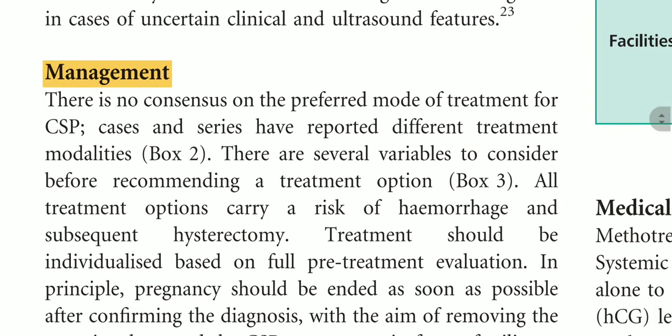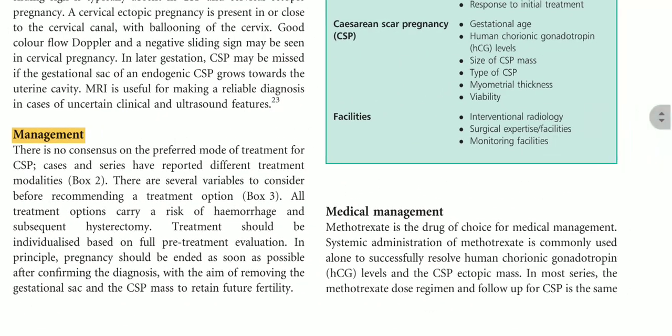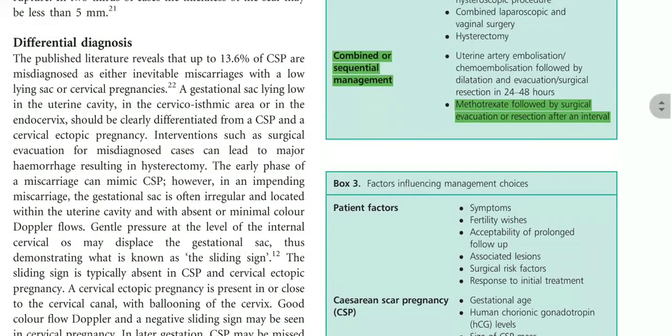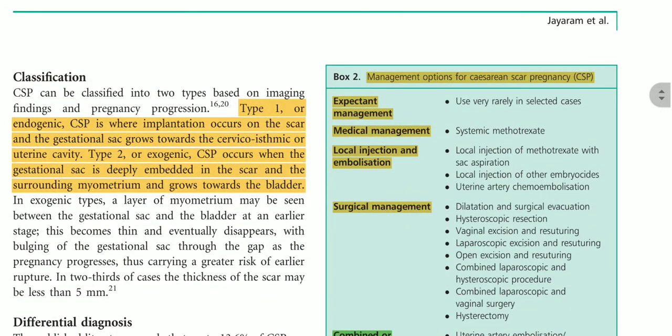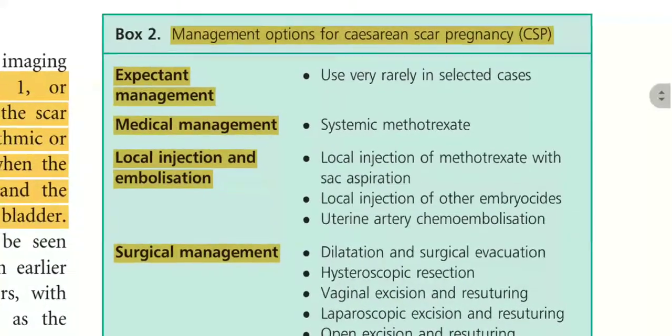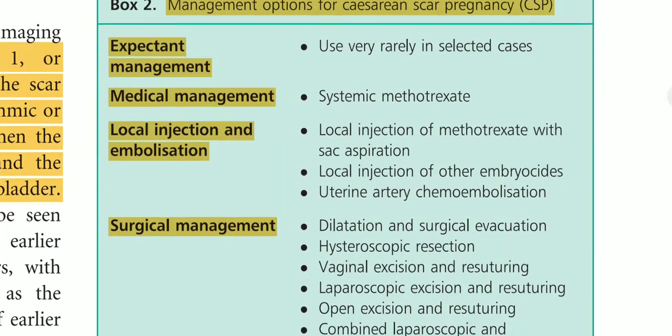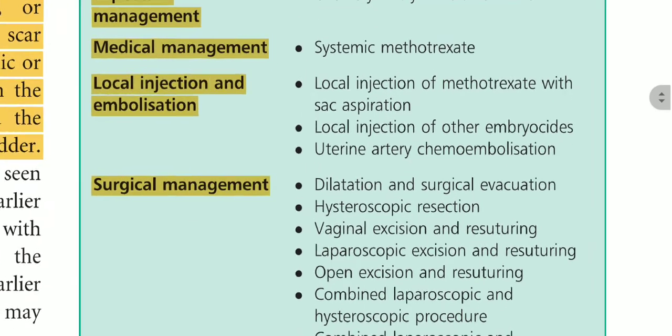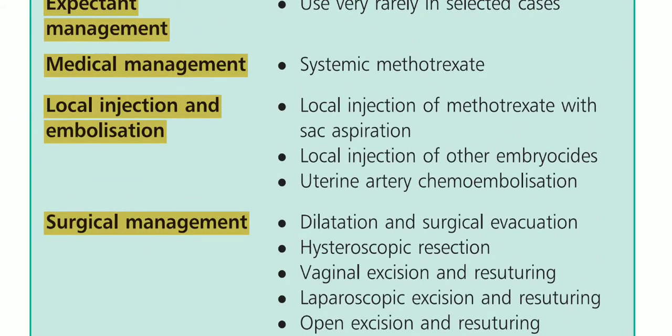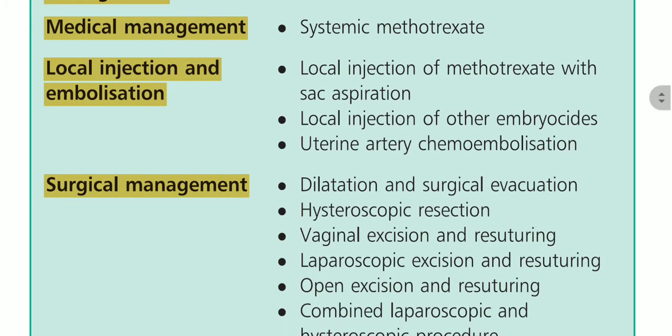Now, management. There is no consensus on the preferred mode of treatment for cesarean scar pregnancy, and several authors have reported different treatment modalities, which are shown in the box. Management options for cesarean scar pregnancy: expectant, used very rarely in selected cases; medical, systemic methotrexate; local injection and embolization; local injection of methotrexate with sac aspiration; and local injection of methotrexate with uterine artery embolization.